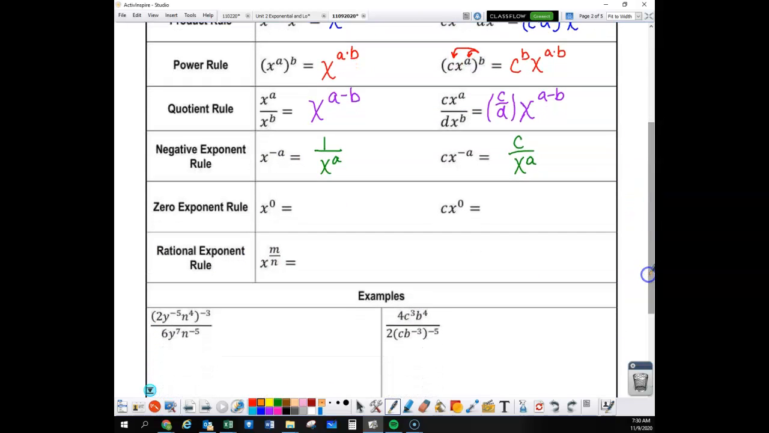The zero exponent rule, this is pretty easy. X to the power of 0 is going to be 1. Or if you have c times x to the power of 0, x to the power of 0 is 1, so c times 1 would be c, whatever that constant is.